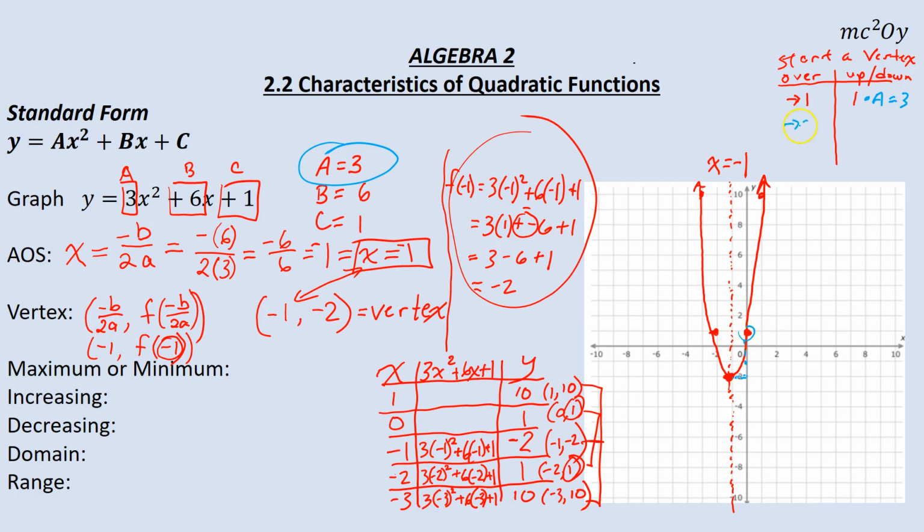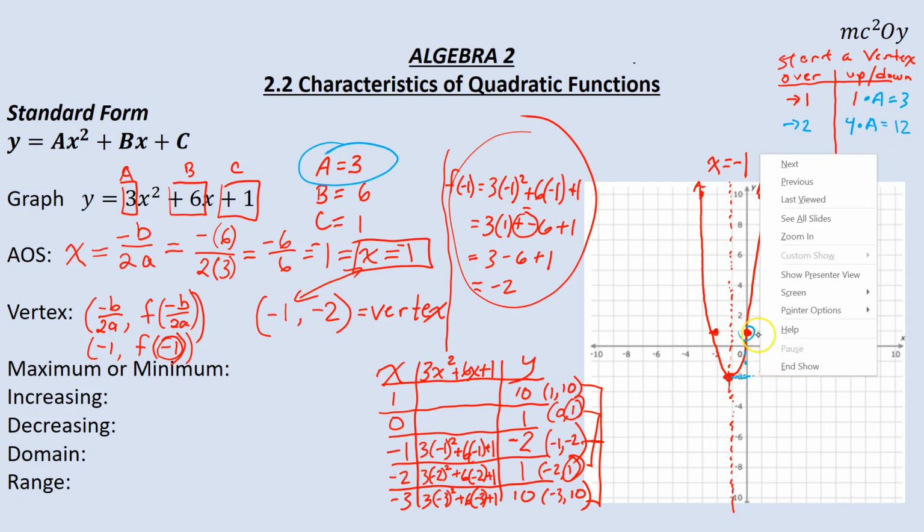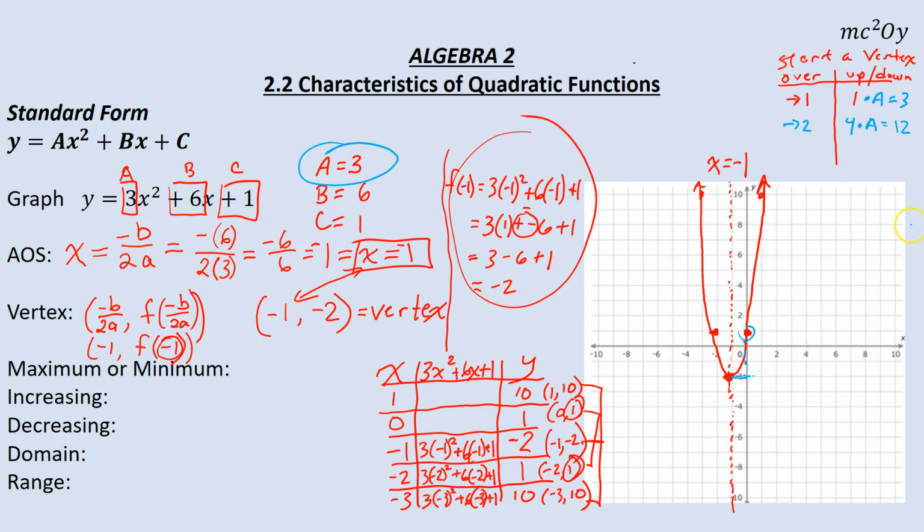And then if I go over 2, I'm going to go up the square of that, which in this case is 4, and then I'm going to multiply it by a. And 4 times a, or 4 times 3 in this case, is 12. So if I go over 2, I can go up 12, which brings me up to 10. And really, if I was going to go over another one, I'd go over 3, and I'd go up 3 squared times a. Well, in this case, 3 squared is 9. 9 times 3 is 27.